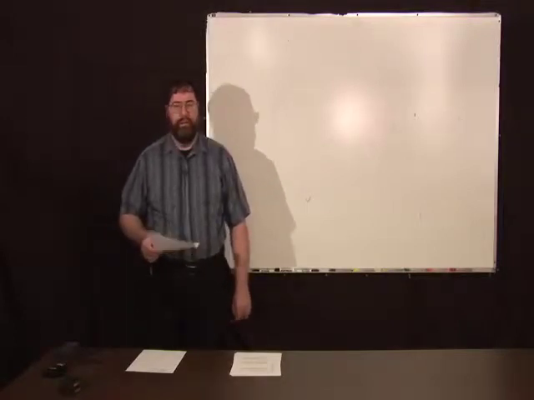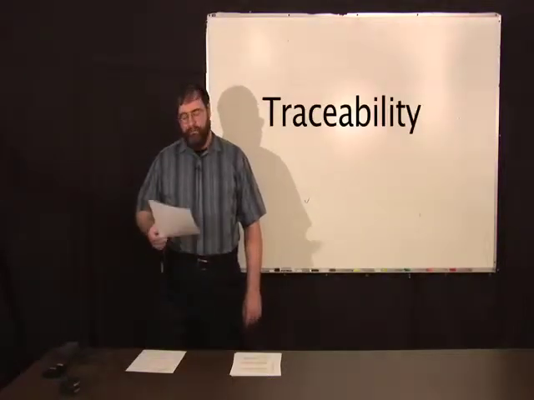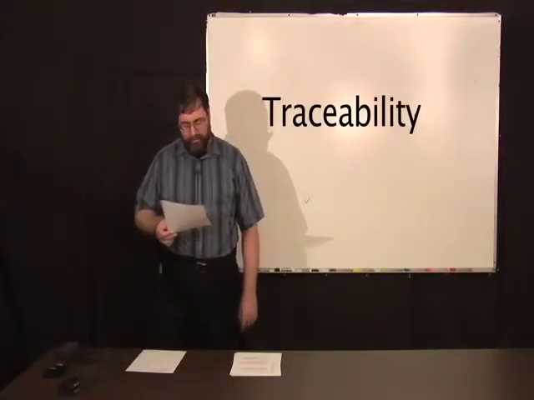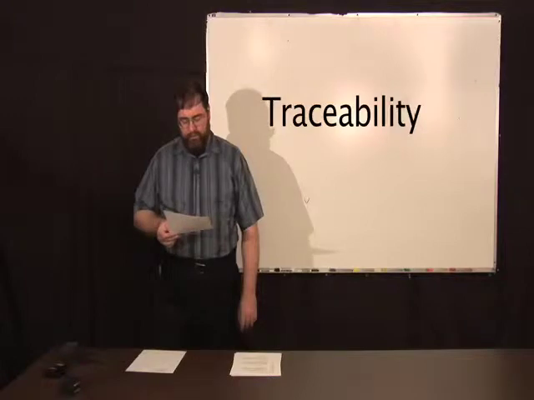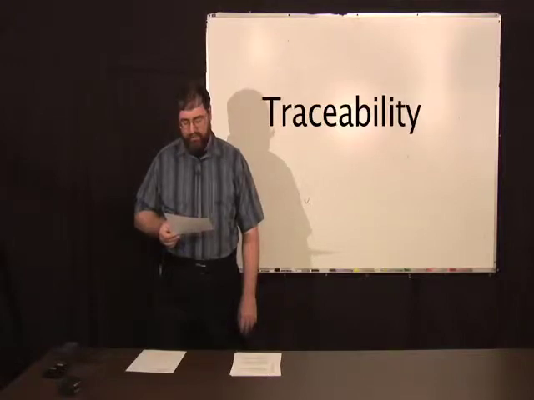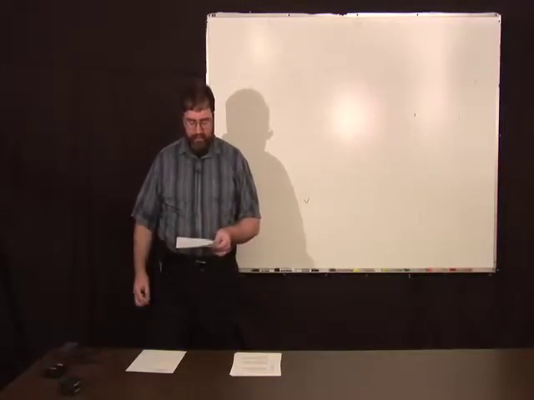The other thing important in measurement is a concept called traceability. The VIM defines traceability as the property of the result of a measurement or the value of a standard, whereby it can be related to stated references, usually national or international standards, through an unbroken chain of intercomparisons, all having stated uncertainties.